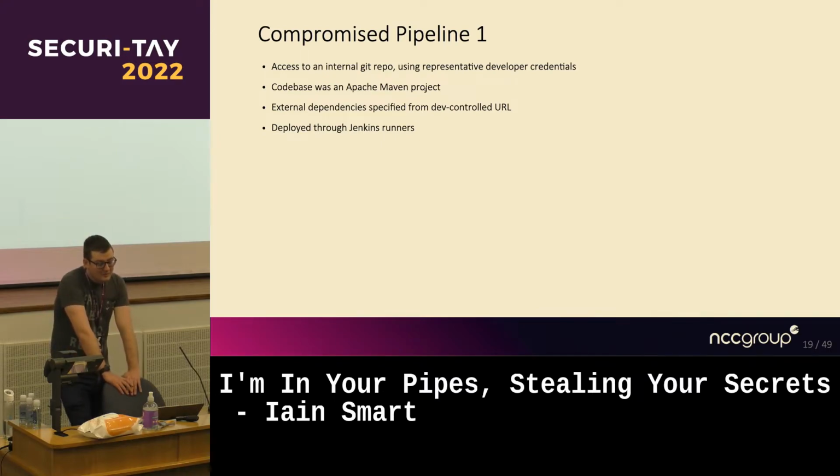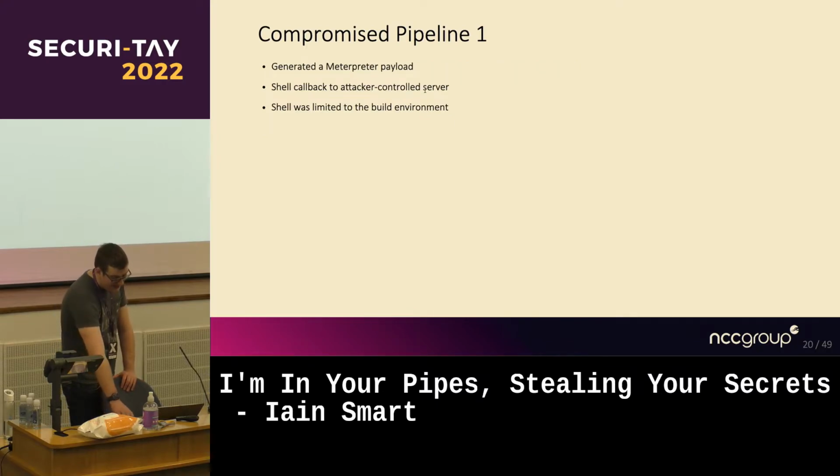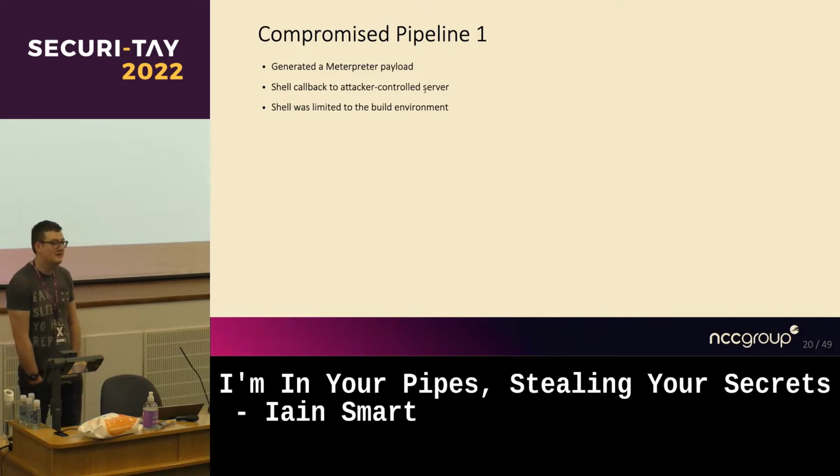So we did a bit more recon, trying to work out what was going on. We worked out that they were using Jenkins for the pipelines. And we were trying to work out the internal network infrastructure as well, trying to work out how dependencies were loaded and if there were any restrictions on those. As you can possibly guess, there weren't any restrictions on where those dependencies could be loaded from.